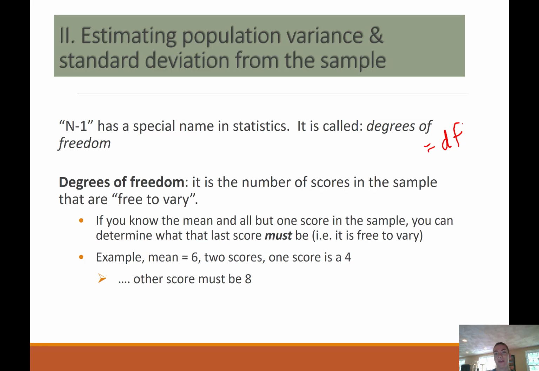I know that that person's score must be a very specific value. I could figure out what it must be based on the other information that I do know. So that last value is not free to vary. It has only one possible value once I know the mean and once I know all the other scores in the sample. And n minus 1, in that case then, everybody except for one has scores that are free to vary, but then finally that last score can't be any value to produce that sample mean. Only one score would fit in that data set to produce the known mean.